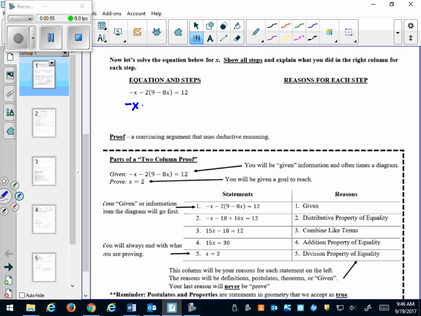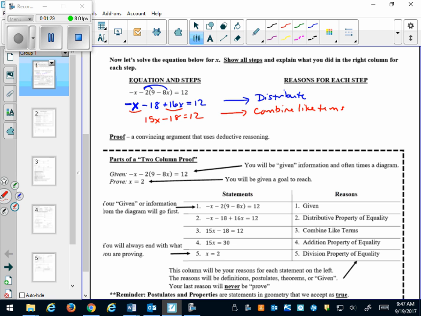So in this particular case we would distribute this -2, and so our first step, the reason for our step, is the distributive property, right? We would distribute the -2. The next thing we would want to do probably is combine like terms. These are the x's, and we would combine them, and we would get 15x minus 18 equals 12. So my reason there is combining like terms.